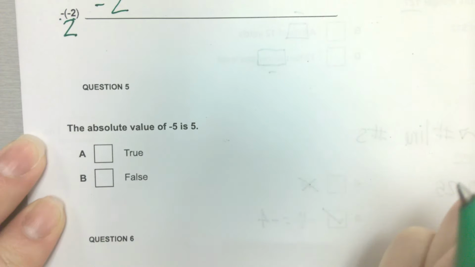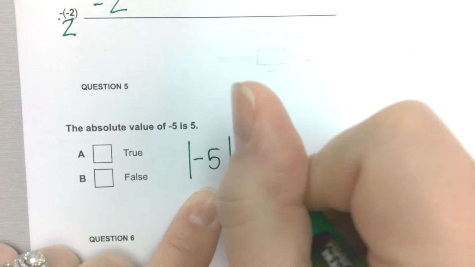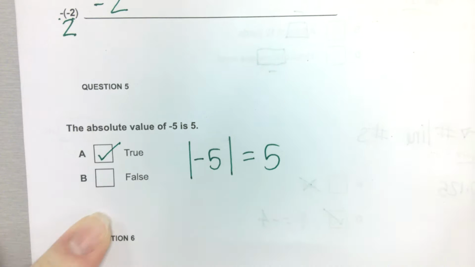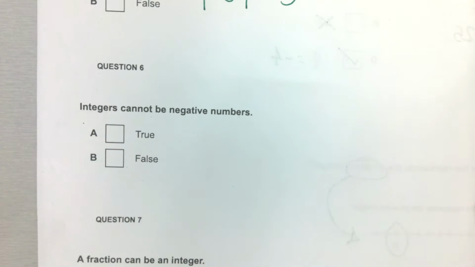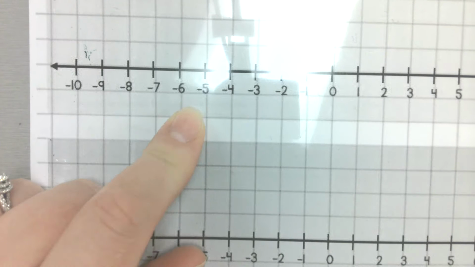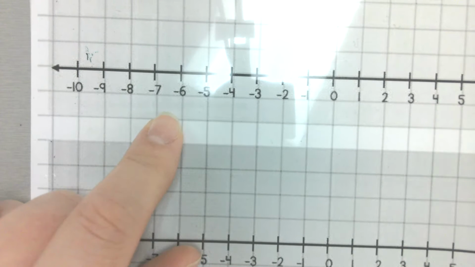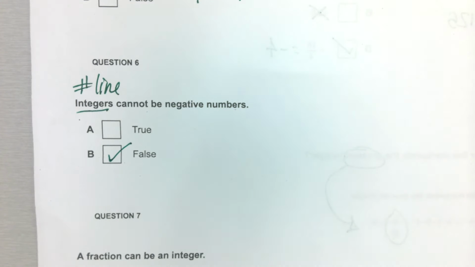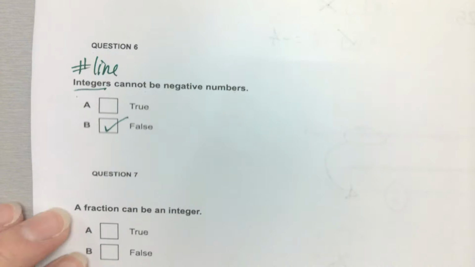On question number 5, the absolute value of negative 5 is 5. If it helps you, rewrite it as a math sentence. The absolute value of negative 5 is 5. That is true. Number 6, integers cannot be negative numbers. Remember, integers are our number line numbers. Those counting numbers, zeros, and negatives. Negative numbers are integers, so this one is false. They can be integers. Negative numbers can be integers.